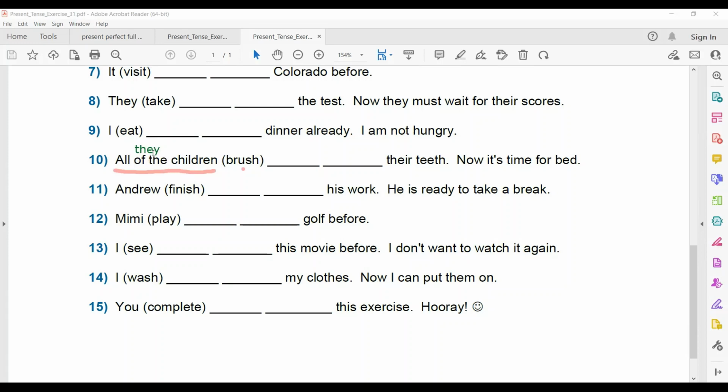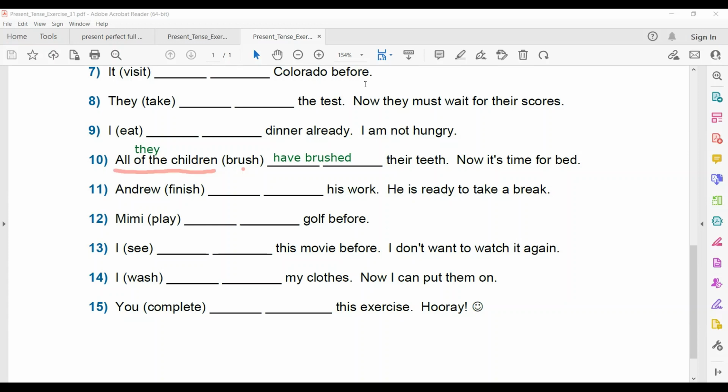So you always put such subjects, if you ask a question, turn the subject into a pronoun. What you get? I, he, she, it, they, we, you. Who is this? And when you identify the pronoun, it will be easy for you to decide whether to put have or has. So if we have they, the plural form, then we have. Brush is a regular verb, so we just add ed and we get have brushed their teeth.